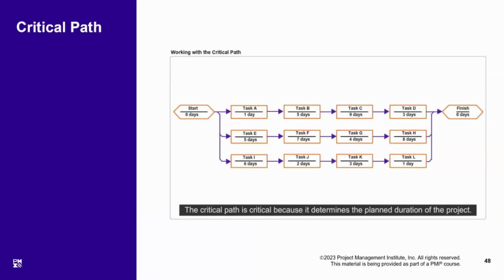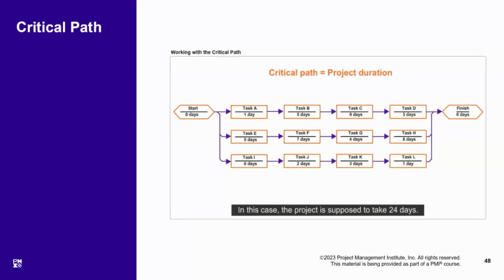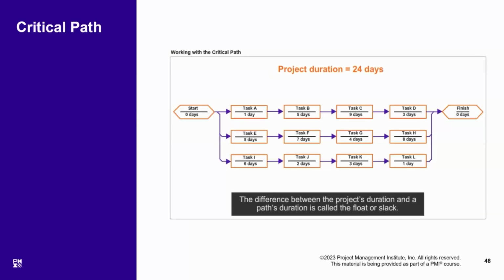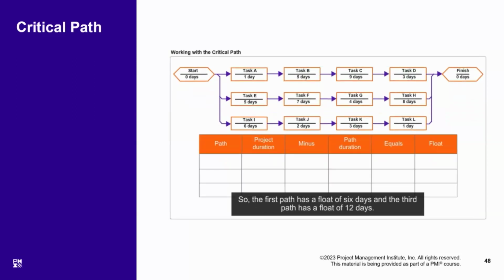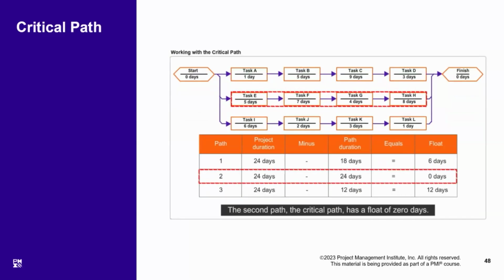The critical path is critical because it determines the planned duration of the project. In this case, the project is supposed to take 24 days. The difference between the project's duration and a path's duration is called the float or slack. So the first path has a float of 6 days, and the third path has a float of 12 days. The second path, the critical path, has a float of 0 days.